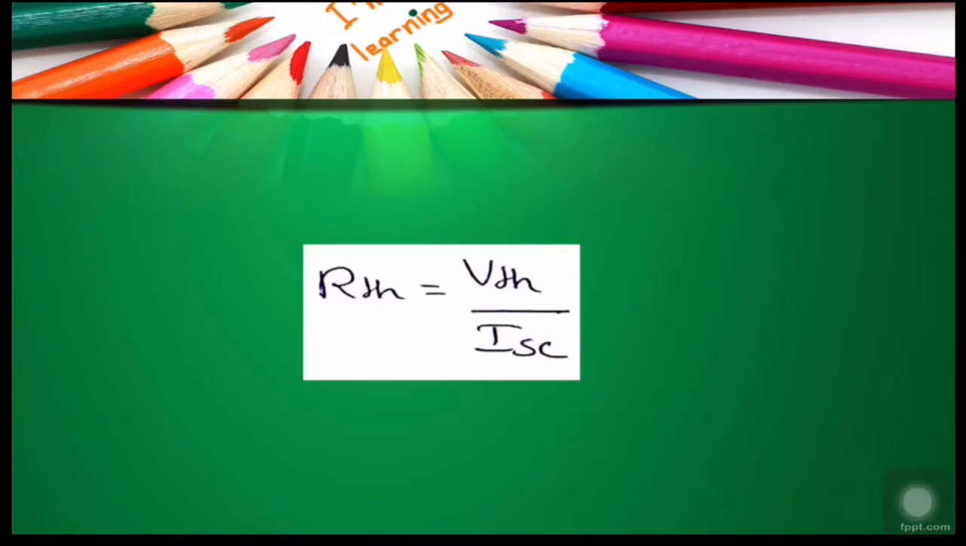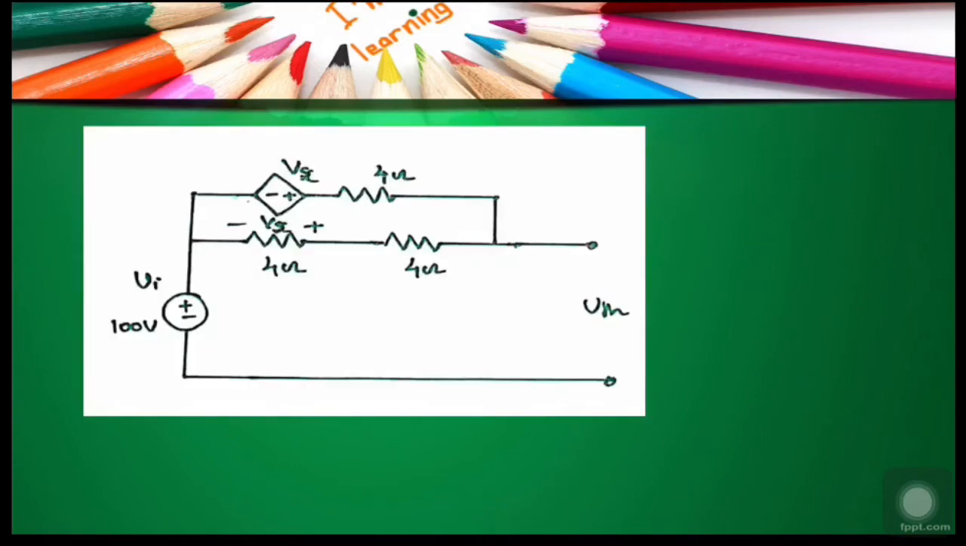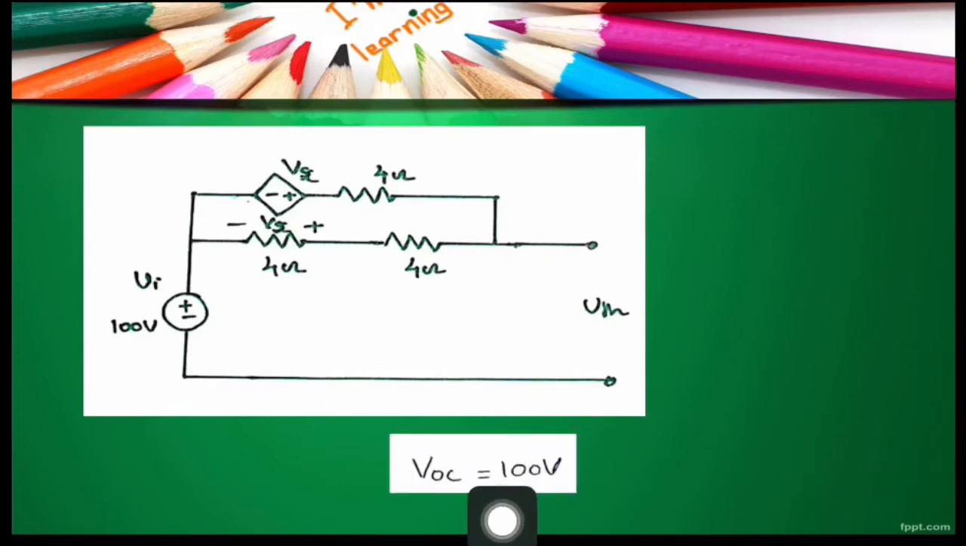Let us first focus on Vth. When we open circuit the load terminals, we get a network like this. Since these terminals are open, there is no current flow through these two 4 ohm resistors. Correspondingly, there is no voltage drop across them. And if we write KVL of this loop, we can directly equate Vth to 100 volt. VOC or Vth is equal to 100 volt.